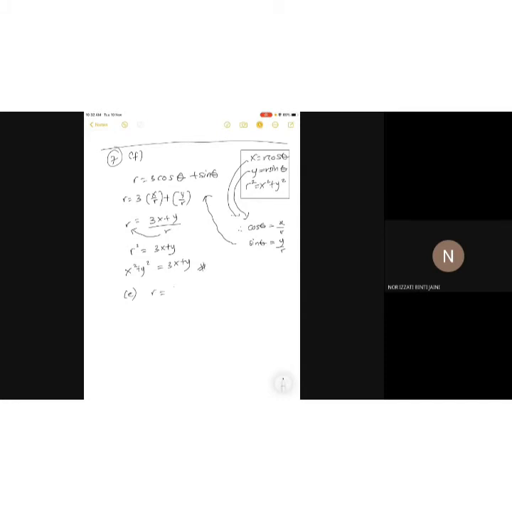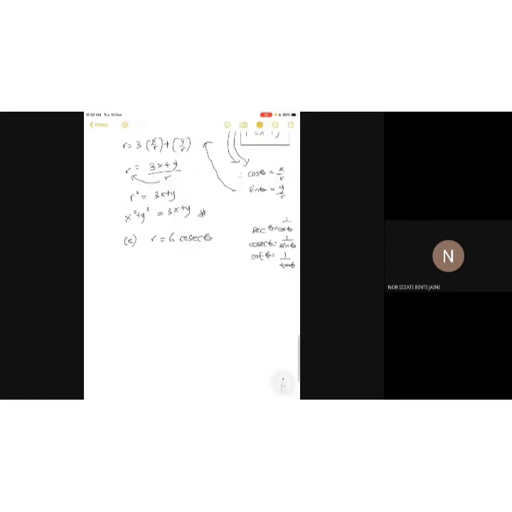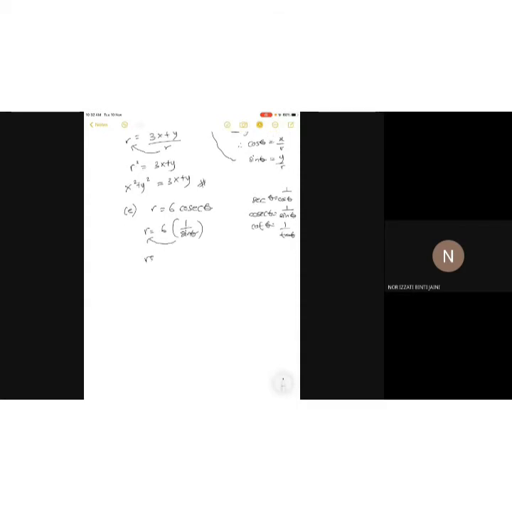Kita tengok E pula. r equals to 6 cosec theta. So what is cosec? You are the secant. You are the cosecant. And then you are the cotangent. Okay, the cotangent is 1 over tangent. The secant is 1 over cos theta. The cosec is 1 over sin theta. Okay. So ini kena tahu. So this is r equals to 6 over sin theta. Okay, so sin ni boleh bawa ke sebelah kan? Bila bawa sebelah, bahagi akan jadi darab. So r sin theta equals to 6.